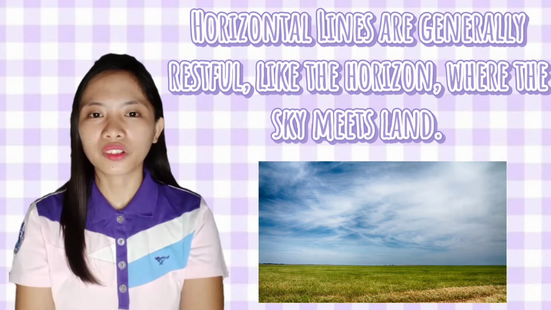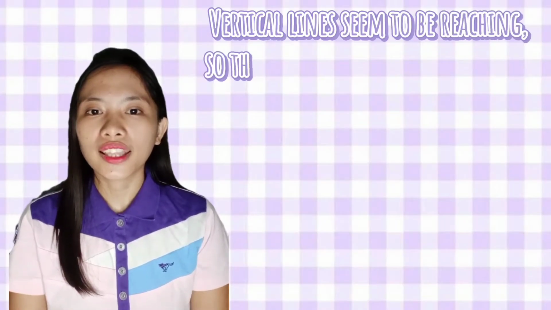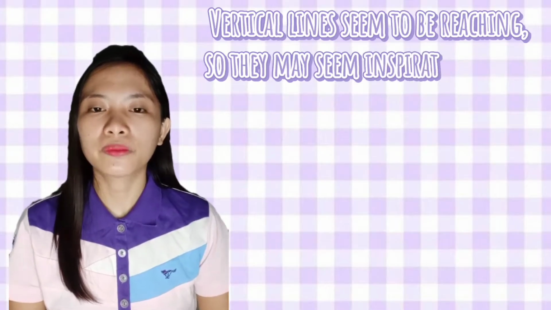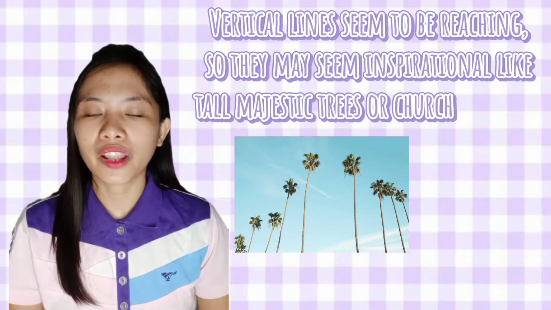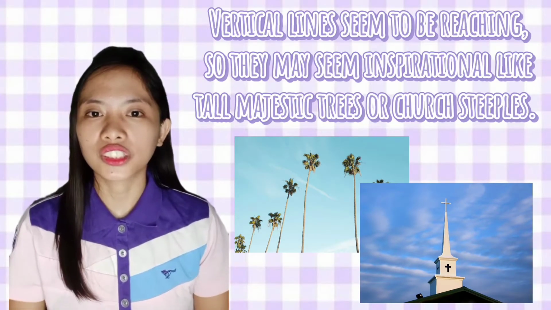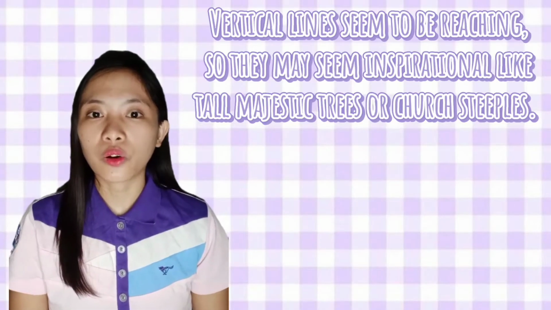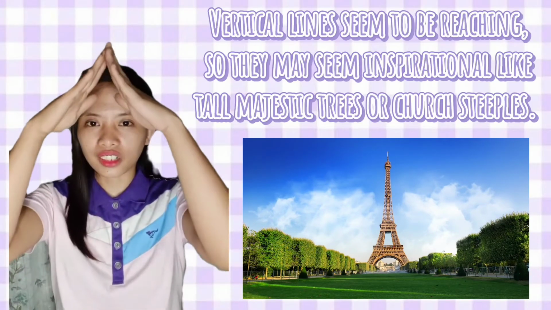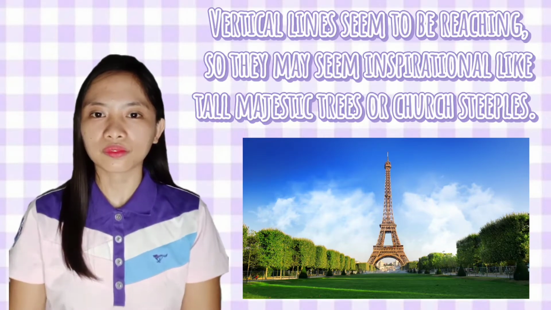So, let's come now to the second one. The vertical lines seem to be reaching, so they may seem inspirational like tall, majestic trees or church steeples. Kagaya ng example na trees and yung church. And another example, yung Eiffel Tower. Diba? Ganyan siya. Kita mo yung vertical line.